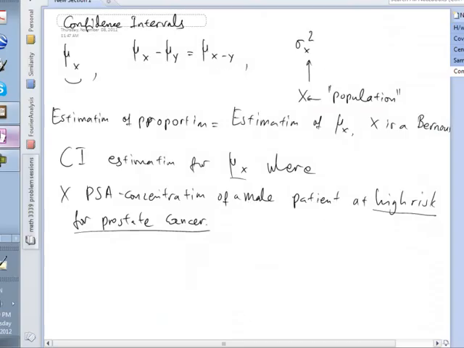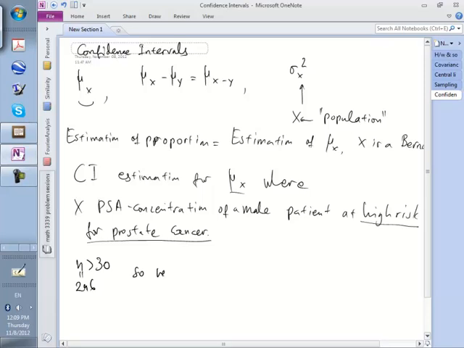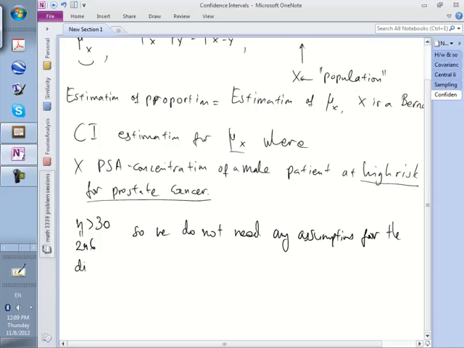So the next step is N is greater than 30. Here N is 296. So we do not need any assumptions for the distribution of X. If N is less than 30, then we actually need to make some assumptions for the distribution of X. Here we don't.